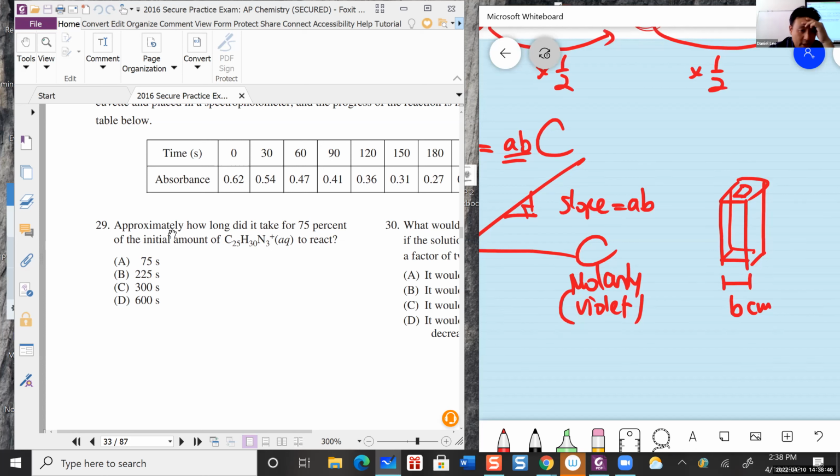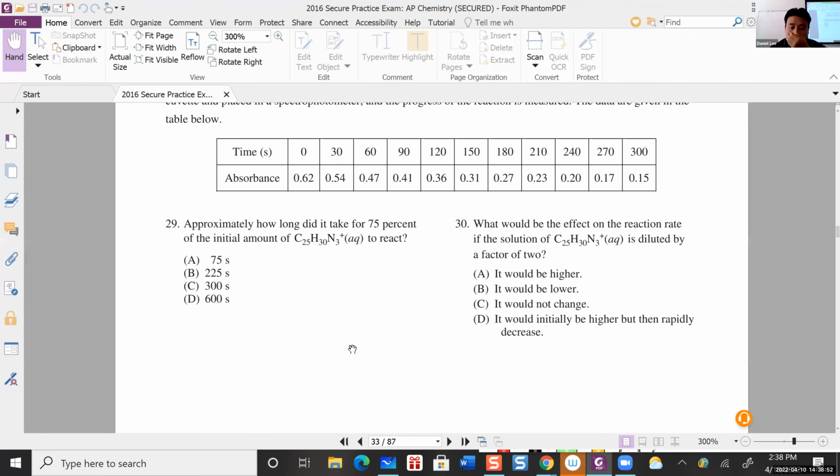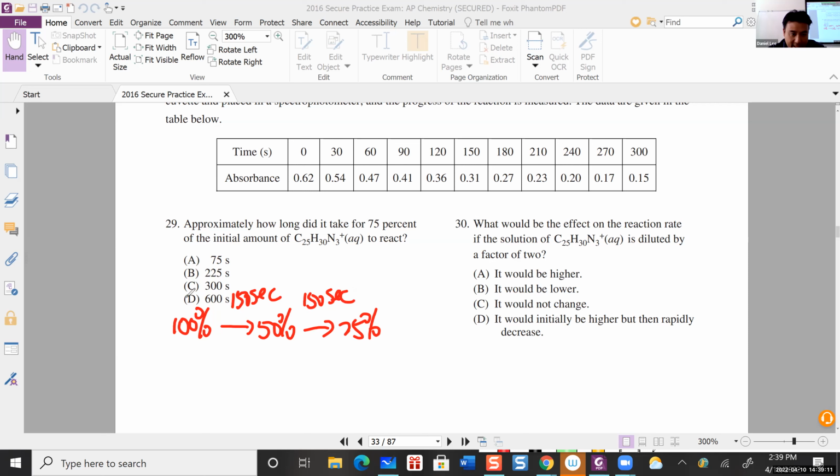So the question, number 29, how long did it take for 75% to react? Well, I can do this without the data table. If I have 100%, it becomes 50% and it becomes 25%, right? That means 75% is gone. And that happens in two half-lives. Each half-life is 150 seconds. Two half-lives will be 300 seconds. So 29 is 300. No formula required. It's common sense. 100 becomes 50, becomes 25, 25 left. That means 75% reacted. So that is two half-lives or 300 seconds.